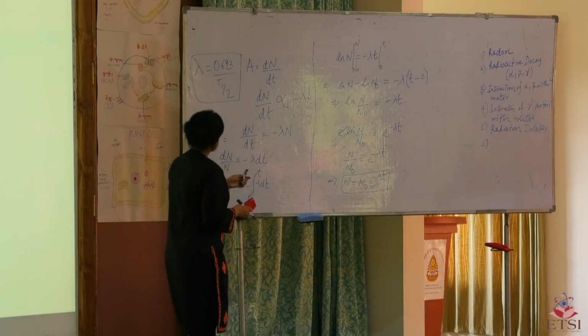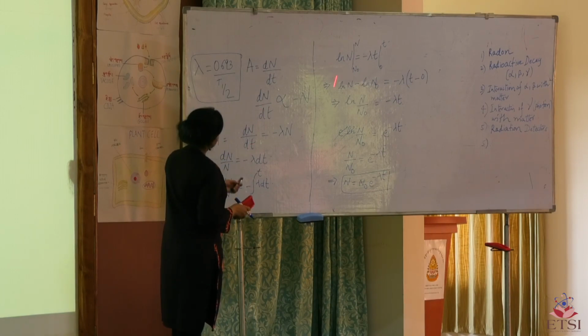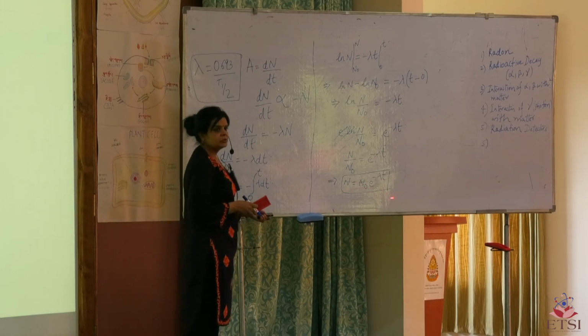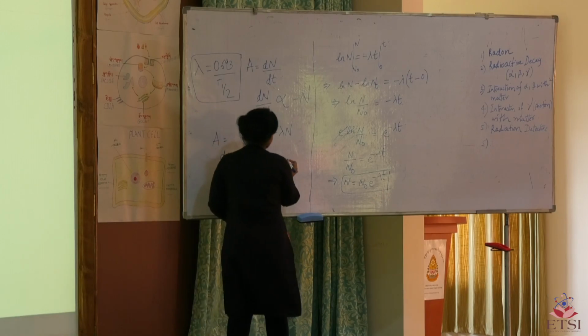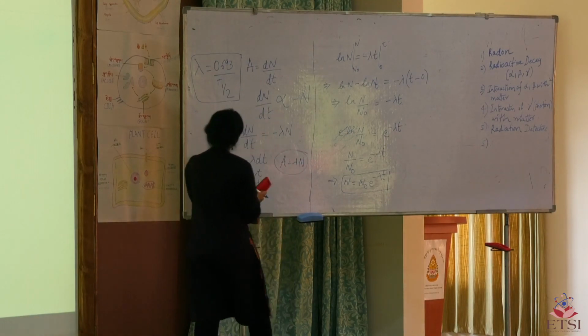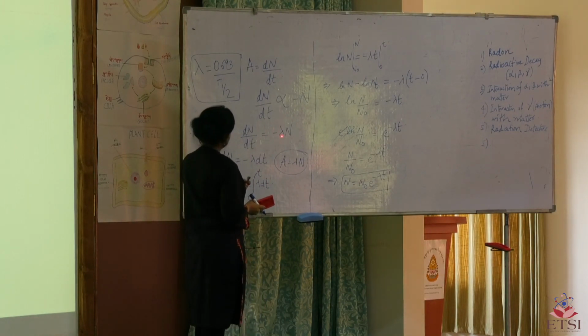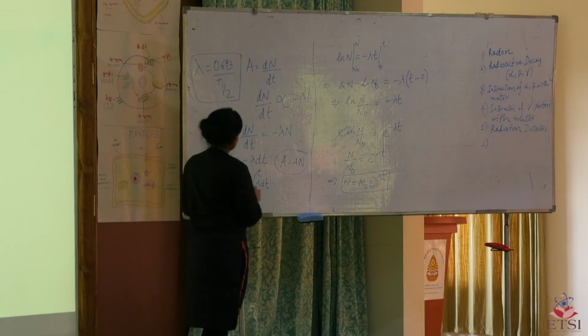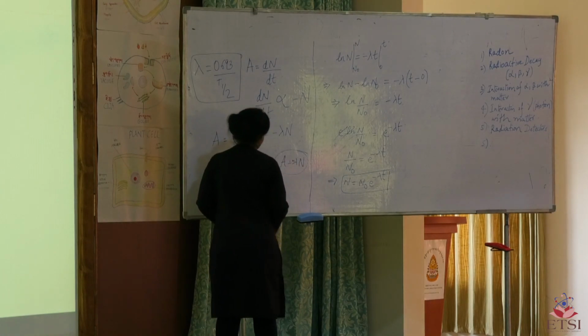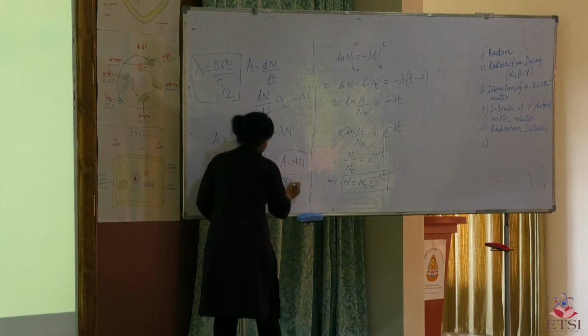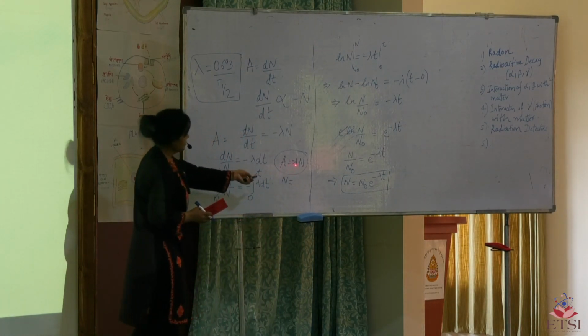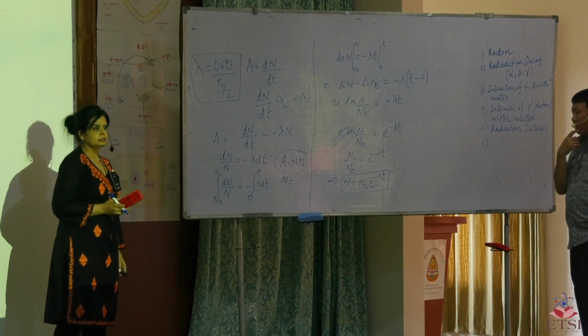So we started with this and then we derived this one, right? So now we know that A equals lambda n, right? This was our first, that's what we started with. A equals lambda n. If we minus lambda n also you can say. What will be n here? If A equals minus lambda n, what will be n?